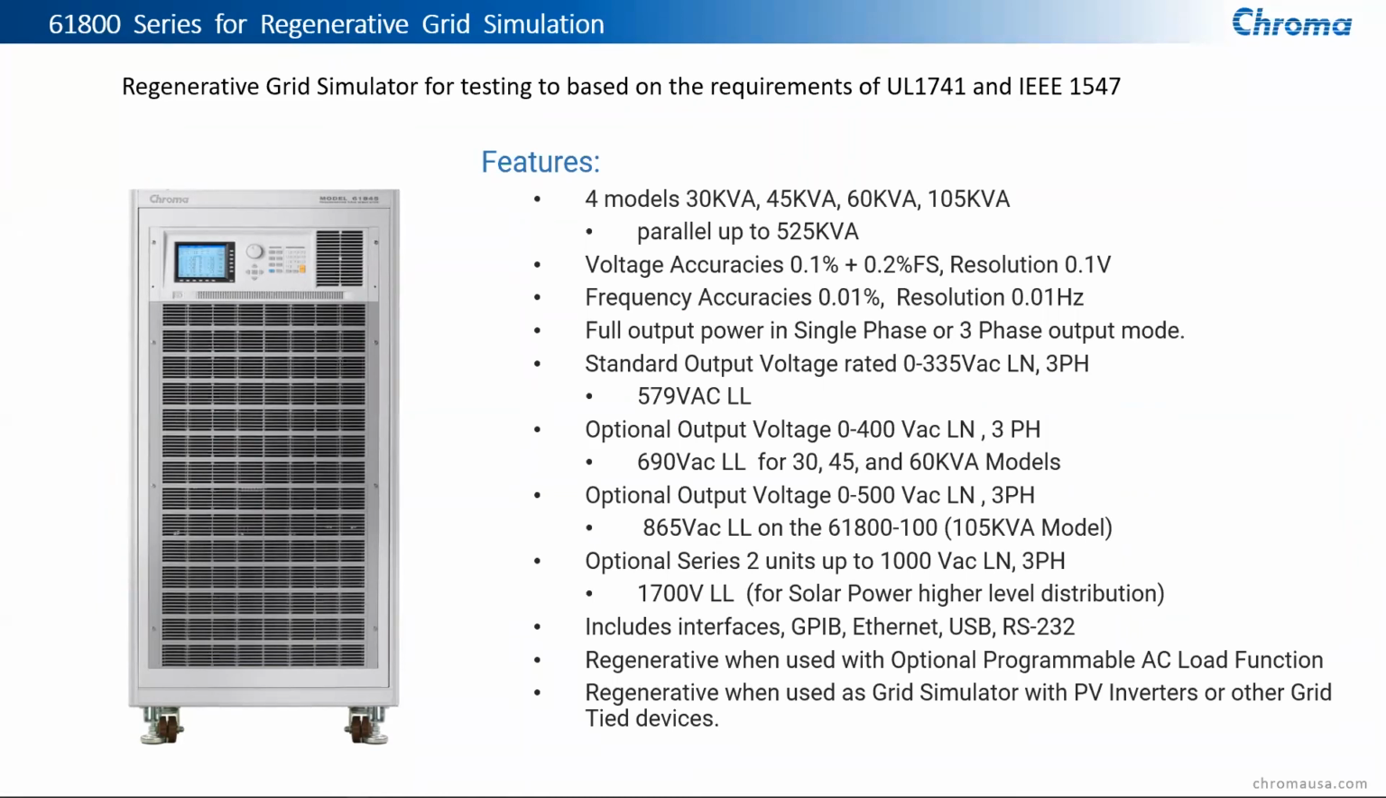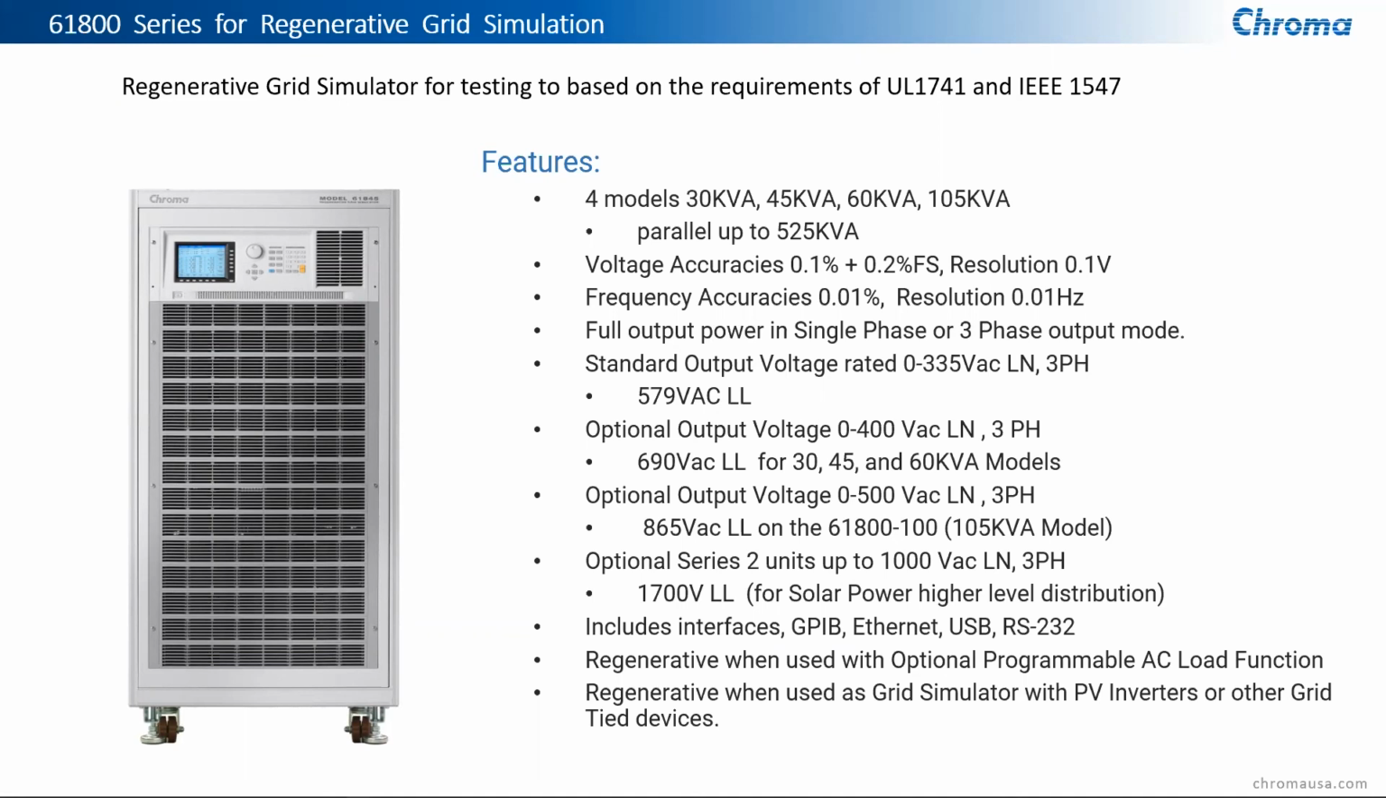You can also use these at 0 to 335 volts AC line to neutral with our standard product. That gives you up to 579 volts line to line. We also have the option to go to 400 volts line to neutral, which gets you up to 609 volts AC line to line. These are perfect for testing industrial power in the range of 600 volt three-phase. Then we can take that higher with our 105 kVA unit, up to 0 to 500 volts line to neutral, 865 volts AC line to line.